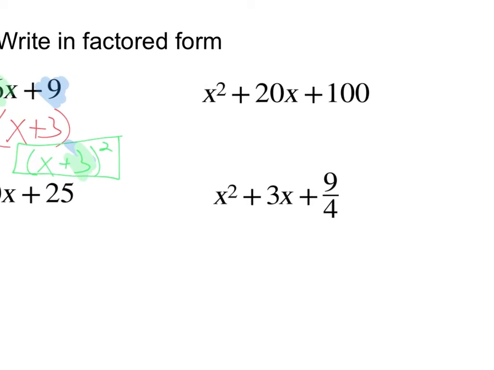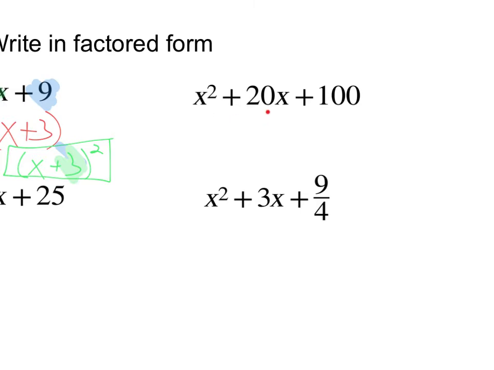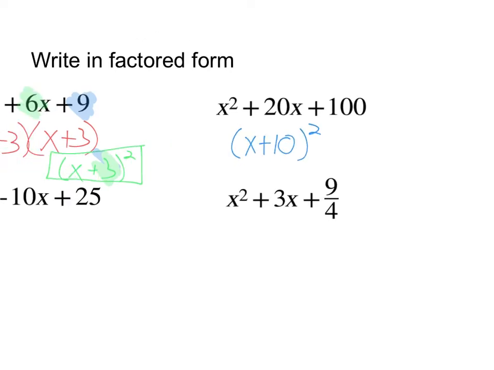All right, next one. x squared plus 20x plus 100. This last term is a perfect square. I can take the square root of 100. It's positive, so the square root of 100 is going to be 10. And if that middle term, the bx term, or the linear term, is twice as big as the square root, that means we can use our little shortcut here. Square root of 100 is 10, twice 10 is 20, so we're good to go. We can write this as x plus 10 quantity squared. And that's what this would look like in factored form.